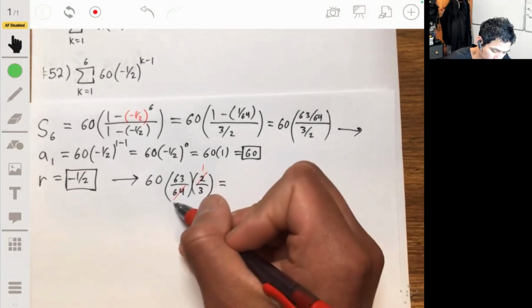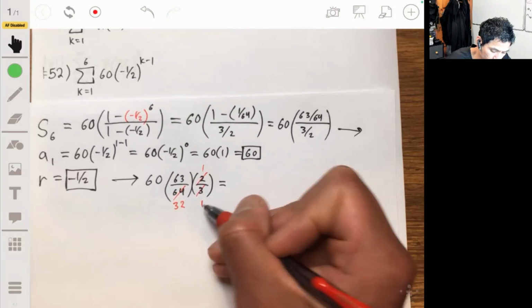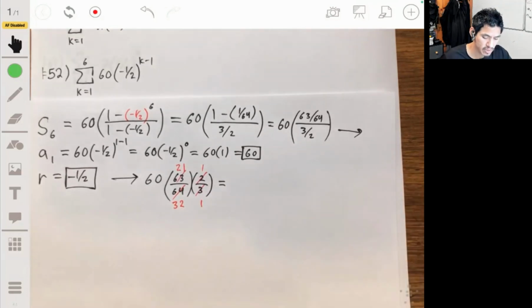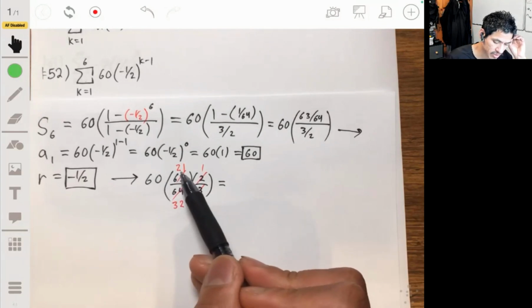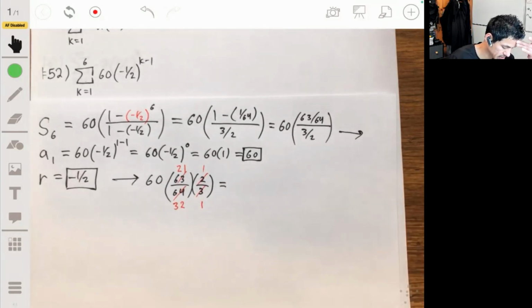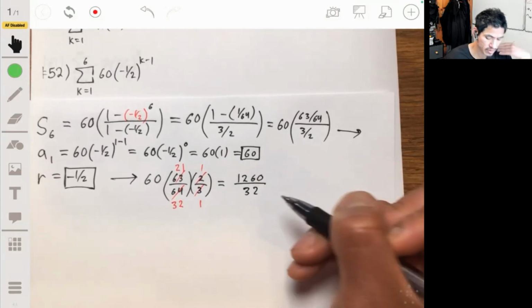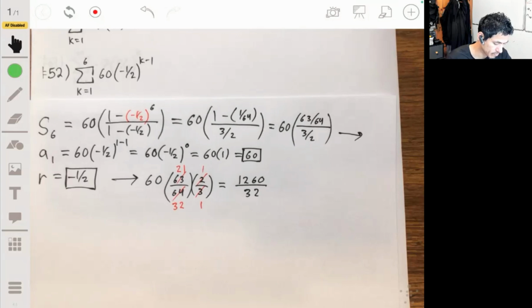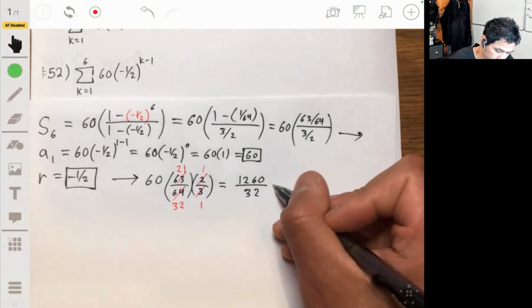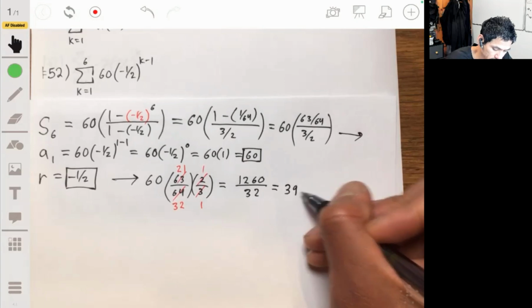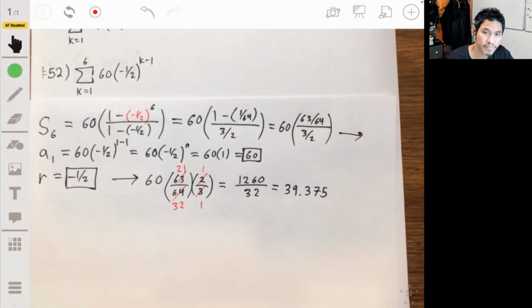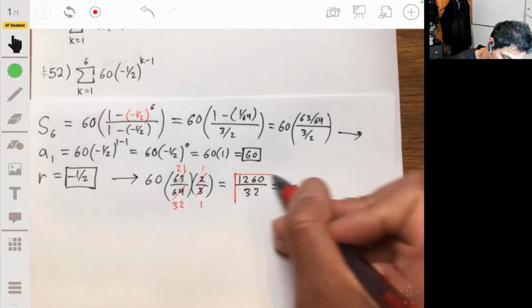Reducing, the 2 and 64 becomes a 32, and 63 and 3 becomes a 21. So then we just get 60 times 21 times 1 on top. 60 times 21, so 1260 on top, all over 32. You can leave it like this, or you can reduce it or change it into a decimal, and you'll get 39.375. Either answer is fine with me.